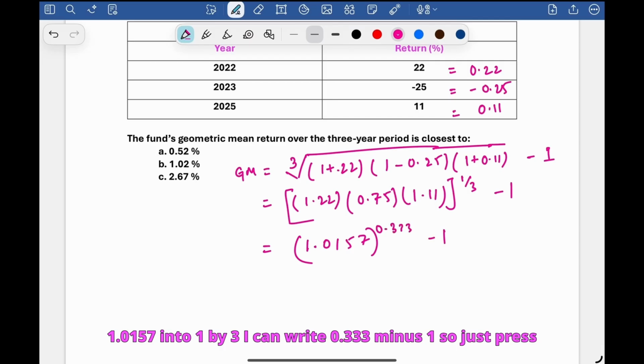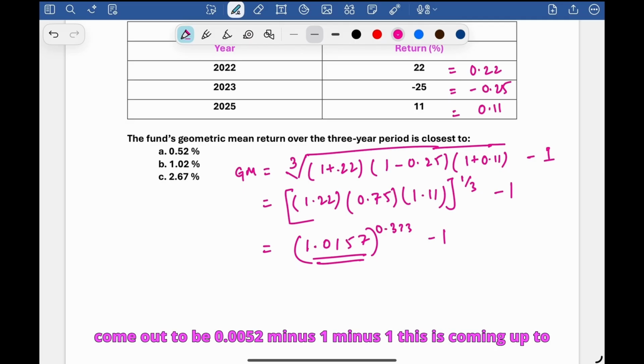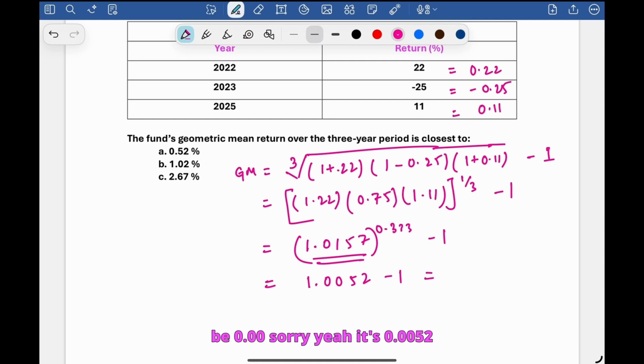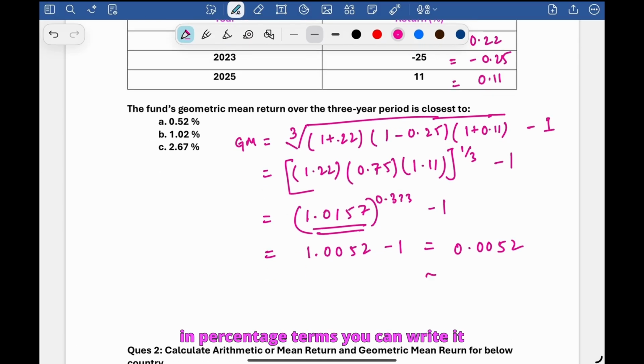Just press the x to the power y button, then 0.333 equals. So this will come out to be 1.0052, minus 1, which is 0.0052. In percentage terms, you can write it as 0.52 percent. So A is our answer.